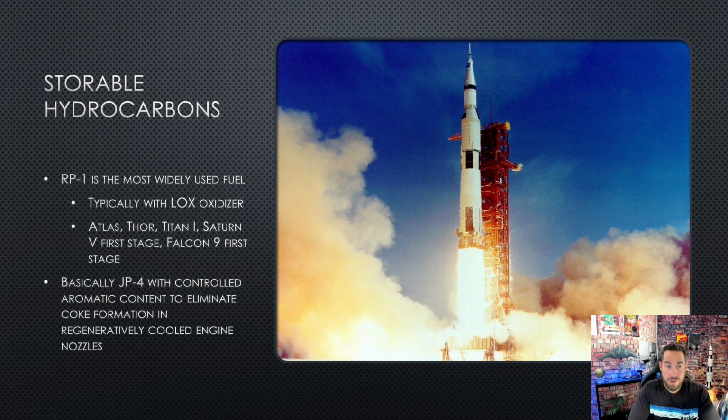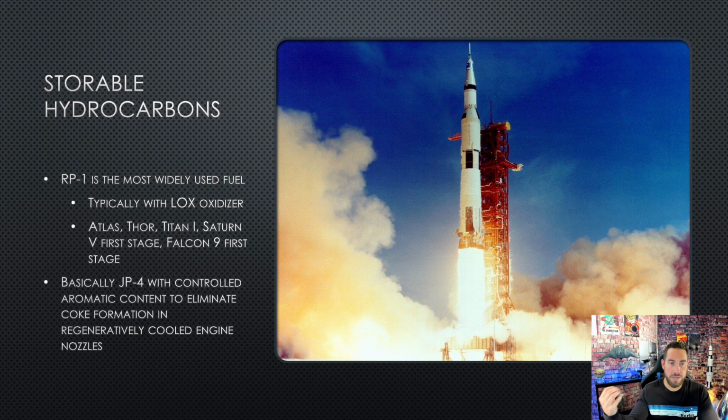And then also, the first stage of Falcon 9 uses RP1 plus liquid oxygen. So for that, it's got good density. Falcon 9s are used for low Earth orbit missions, not going to Mars to make their own fuel or anything like that. So RP1 is a good choice for Falcon 9. Basically, it's JP4 with controlled aromatic content.